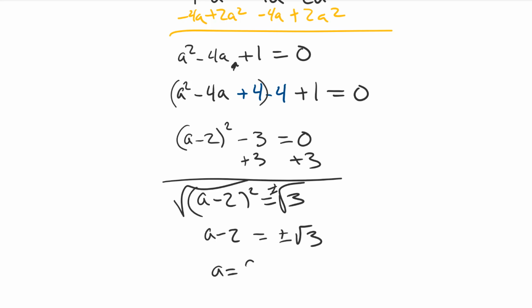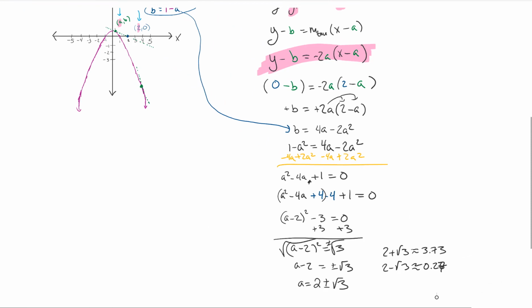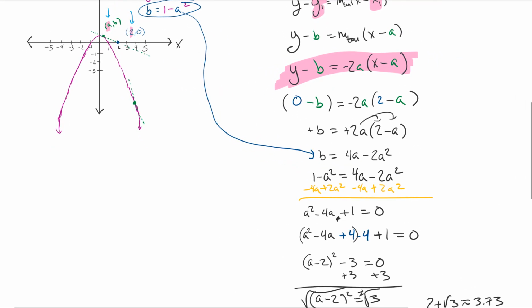Now we can add that 2 over, and we find out a is equal to 2 plus or minus the square root of 3. Now this is going to be two different numbers. 2 plus root 3 is about 3.73. 2 minus root 3 is about 0.27. So we just found our a values. We got a is equal to 2 plus or minus root 3.